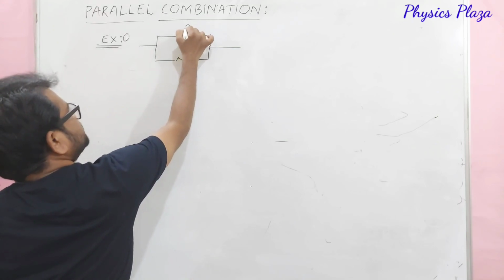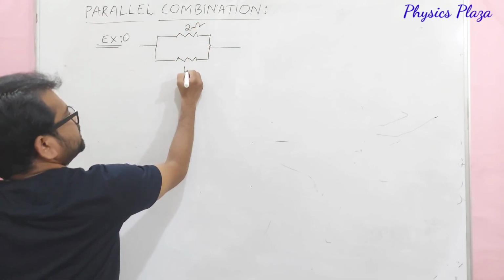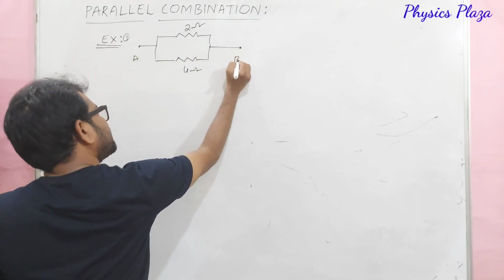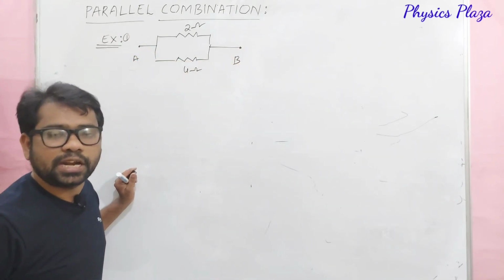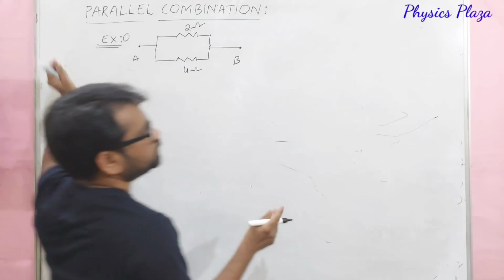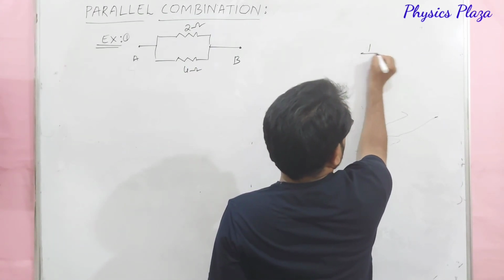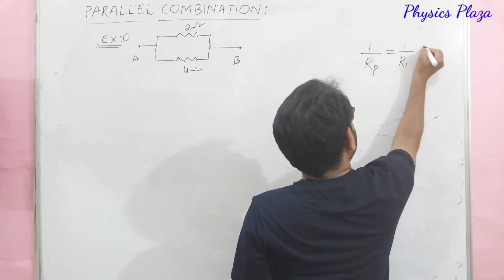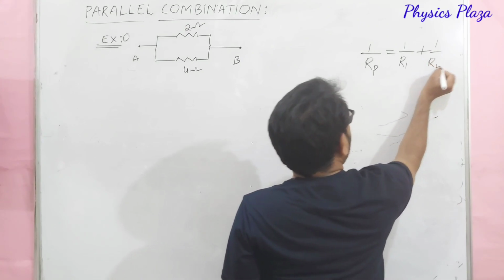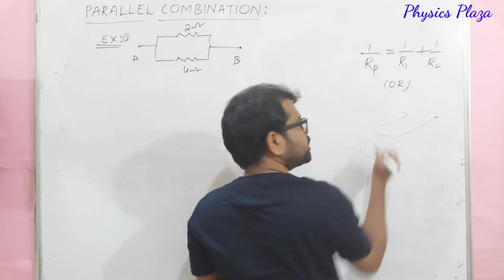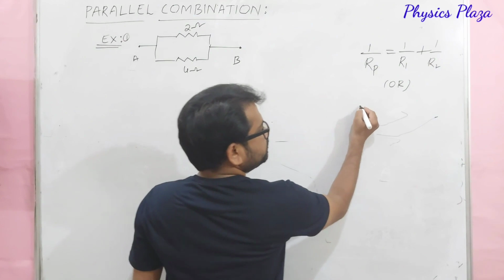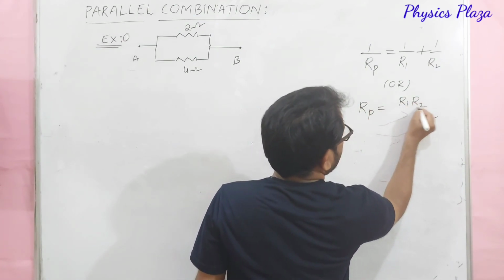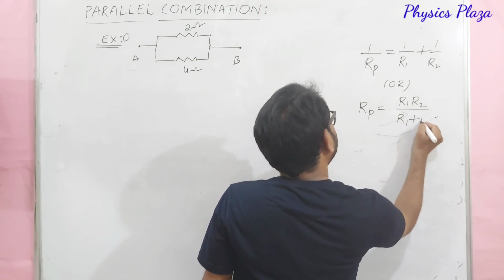So let us say its resistance is 2 ohm and its resistance is 4 ohm. So here is A, B. What is the resistance across these terminals A and B? We know the same formula, dear children, that is 1 by Rp is equal to 1 by R1 plus 1 by R2. Again I am saying, when two resistors are given, you can use this direct formula: Rp is equal to R1 R2 by R1 plus R2.